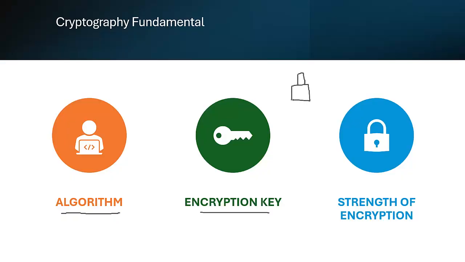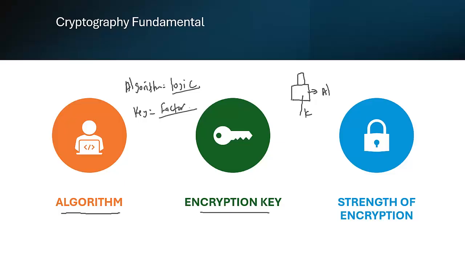So you can say lock is just like an algorithm, and the key which is used to unlock and lock, that is called a key. So here I'm taking one example. Algorithm is just like a logic, and key is just like a factor.